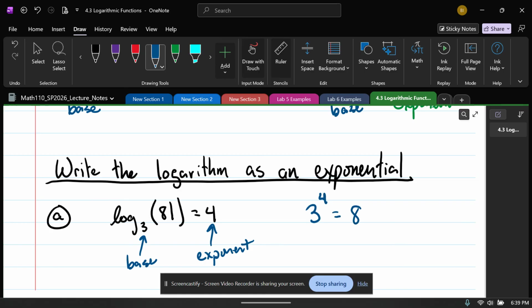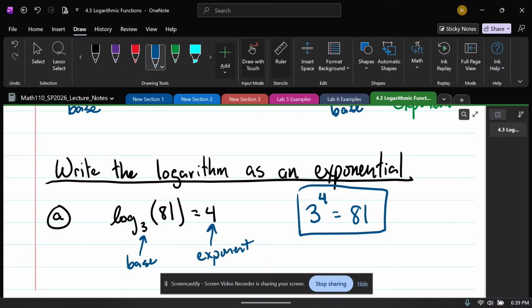Three to the fourth power is equal to 81. That is rewritten from logarithmic form into exponential form. Very, very easy thing to do, but being able to rewrite it in that different form is going to help us when we get into solving some more difficult equations sometimes.